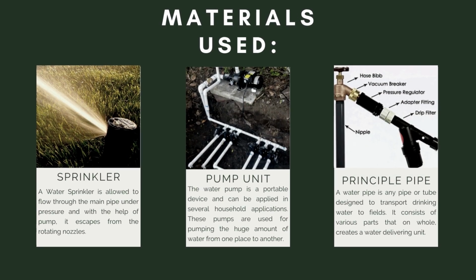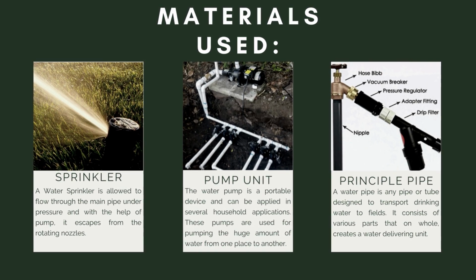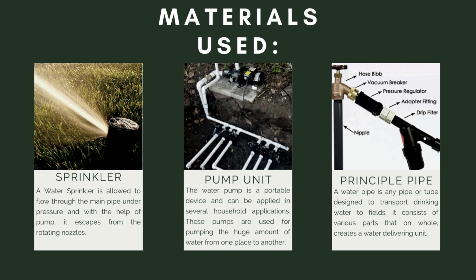Materials used in sprinkler irrigation are sprinkler. A water sprinkler is allowed to flow through the main pipe under pressure, and with the help of a pump, it escapes from the rotating nozzles. Pump unit. A pump unit is a portable device and can be applied in several household applications. These pumps are used for pumping a huge amount of water from one place to another.